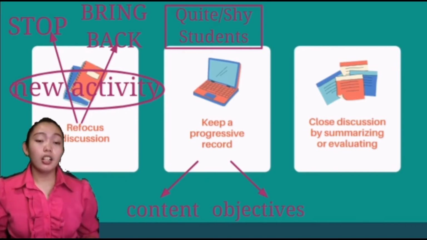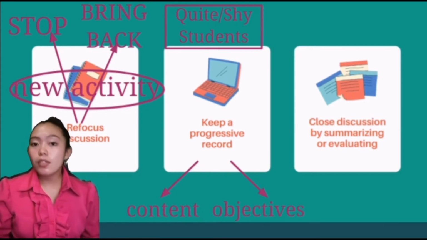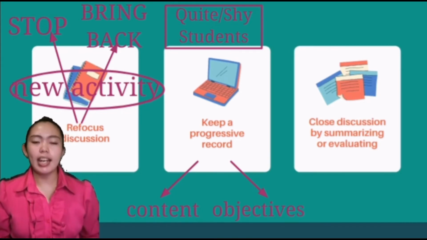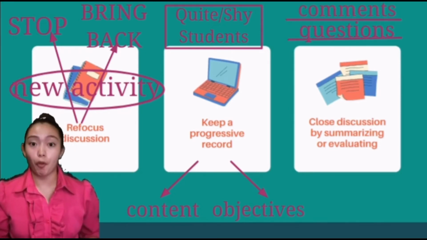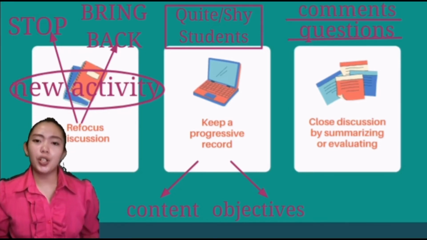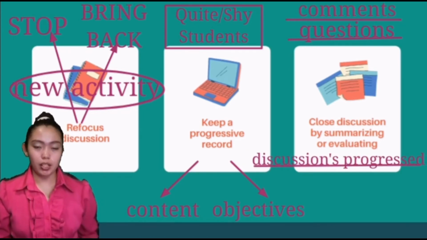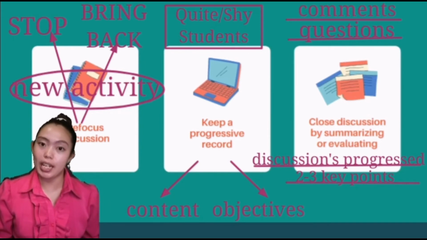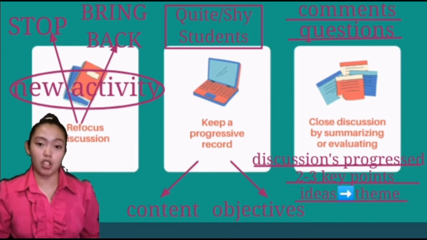Lastly, close discussion by summarizing or evaluating. Announce that the discussion is ending and ask the group if there are any final comments or questions before you pull the ideas together. Your closing remarks should show the students how the discussion progressed, emphasizing 2 to 3 key points and tying the ideas into the overall theme of the discussion.